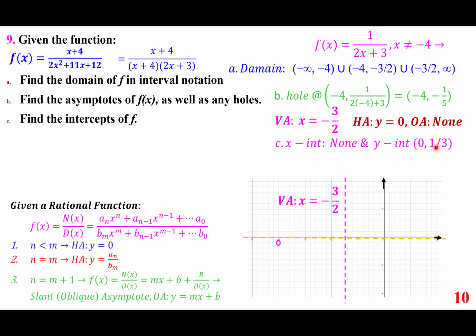Let me quickly recap. If you set x equal to 0 here, you get 1/3. That's your y-intercept. If you set y or f of x equal to 0, it can't happen because the fraction is 0 when the numerator is 0.